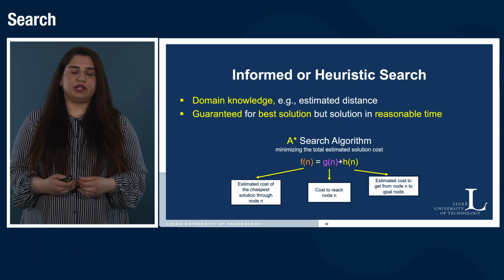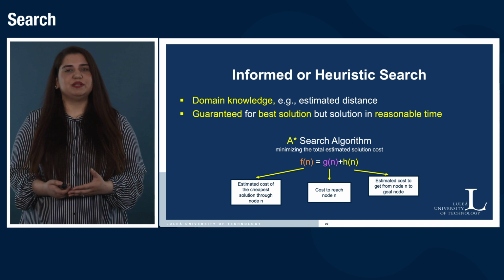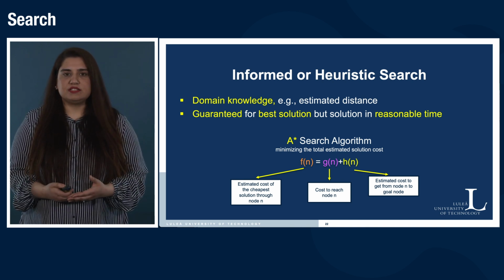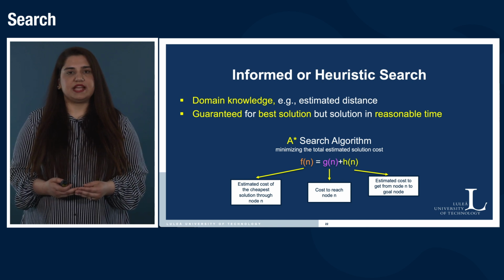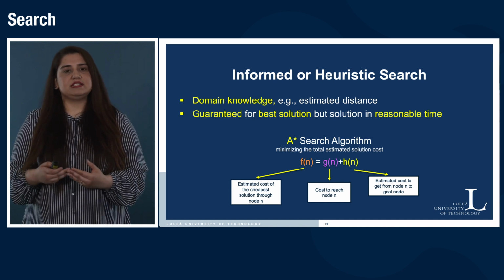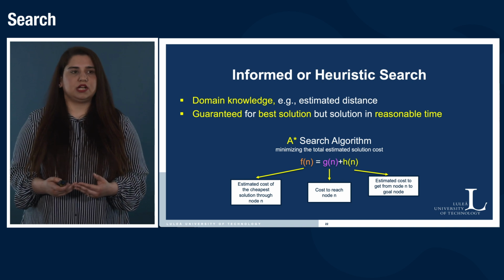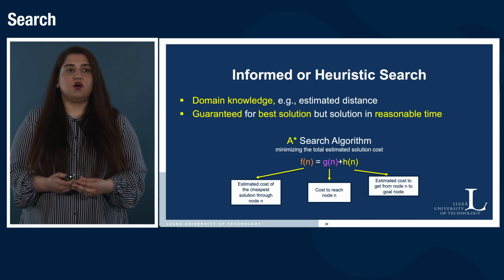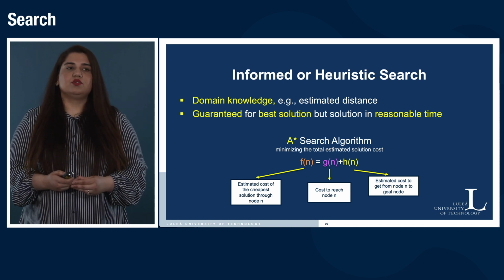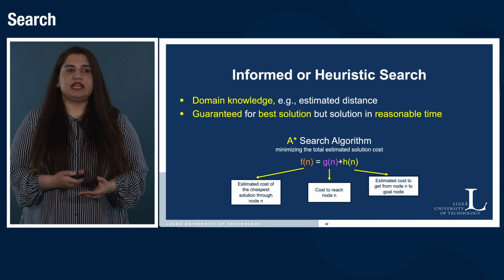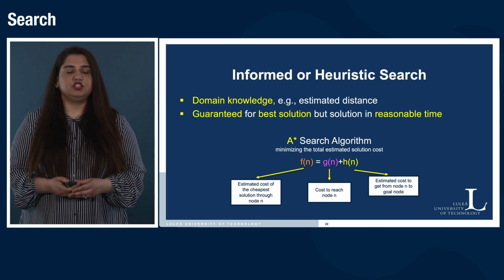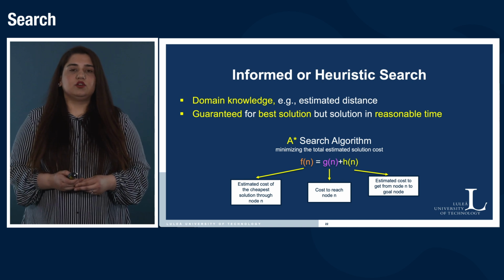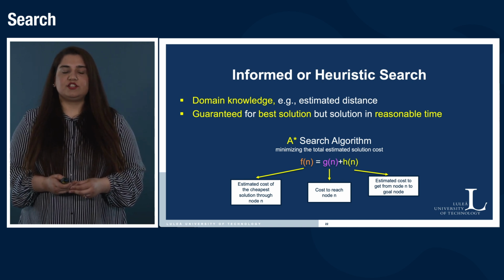So here we have the domain knowledge, and this makes our problem a little easier and more optimal. For example, we have estimated distances between different states or nodes, and we can design our algorithm around it. And now we are guaranteed to find the best solution, or a solution, in reasonable time. They are represented in a way, for example, in the A star search algorithm, we have a function which defines how our search is going to be conducted. And the goal here is to minimize the total estimated solution cost.